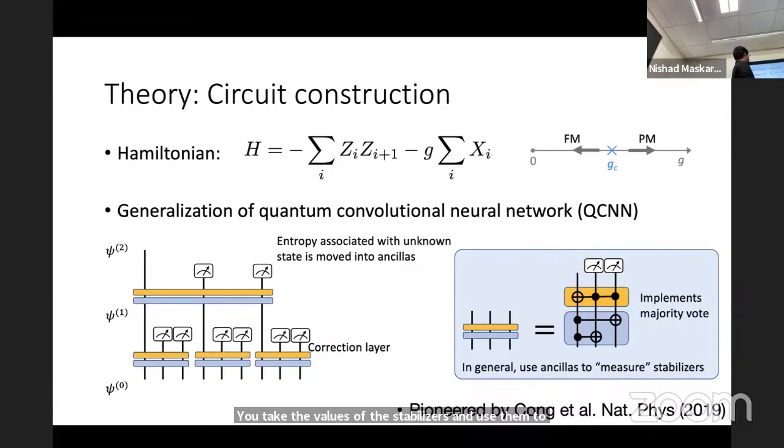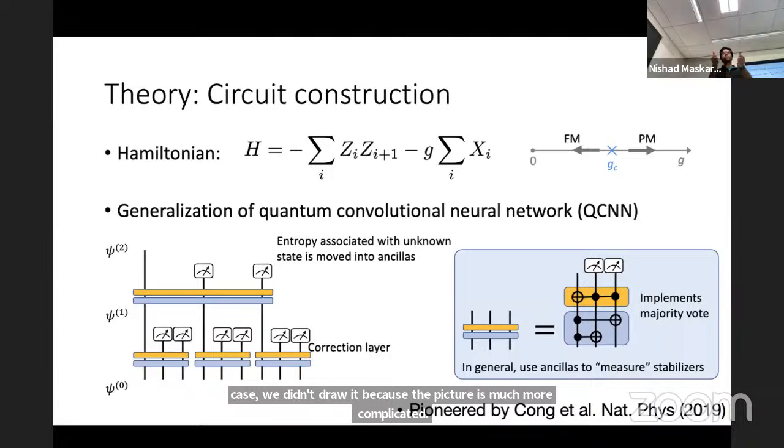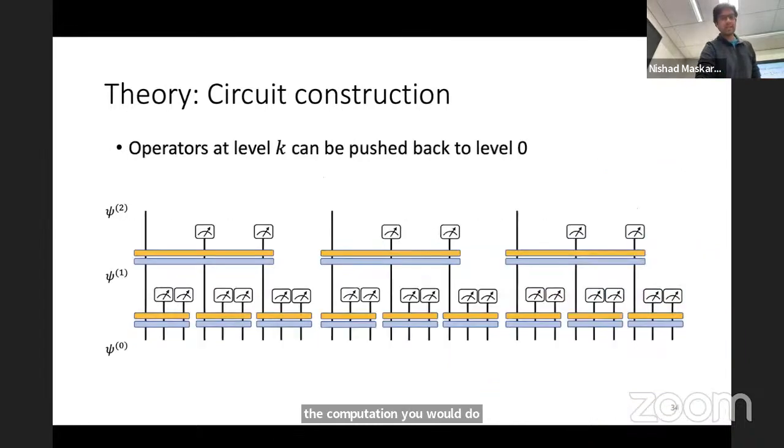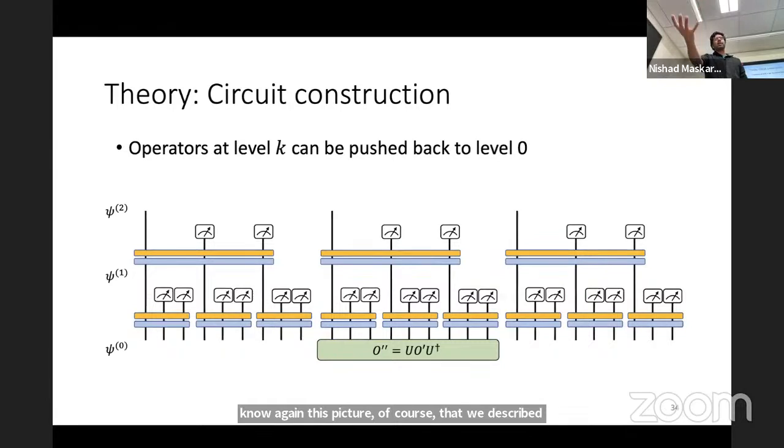So here, this is an example of the transverse Ising model, where your circuit essentially implements a majority vote correction. In our 2D case, we didn't draw it because the picture is much more complicated. You can use similar circuits to apply pairing operators and local pairing operators. The key is that when you take this procedure that we described, or rather, we described the computation you would do, you can turn that into a quantum circuit that does exactly the same computation. And the circuit actually preserves locality. Because it preserves locality, this picture of coarsening that we described before holds. A local operator measured at the end of the circuit will map onto a larger but still local operator with the same topology at the beginning of the circuit.